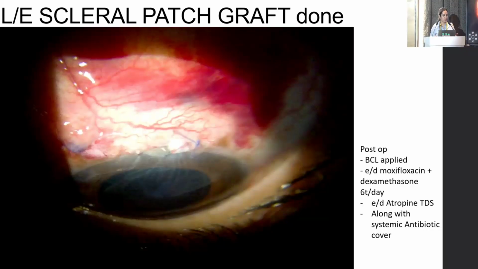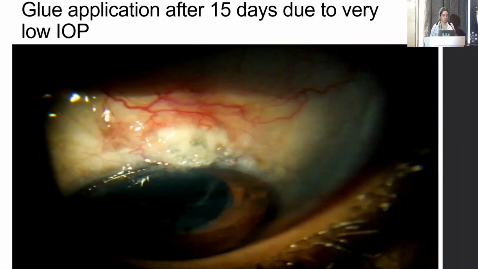So how did we manage it? We did a left eye scleral patch graft with conjunctival advancement, in which a bandage lens was applied post-operatively along with topical antibiotic and steroid coverage. Also, cycloplegic drugs were given, and systemic antibiotic cover was also given to the patient.